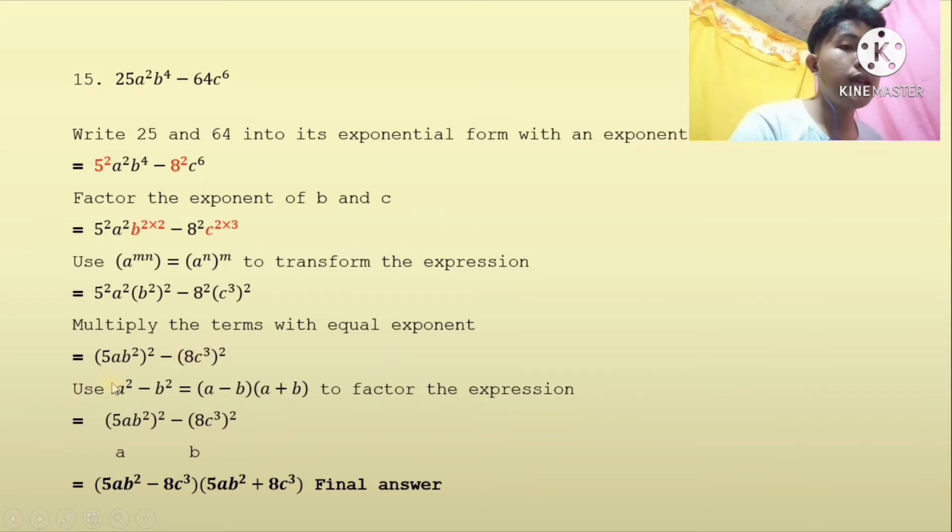So then use a squared minus b squared equals (a minus b) times (a plus b) to factor the expression. So our a will be 5ab squared, and our b will be 8c cubed. So from this pattern, our equation will be (5ab squared minus 8c cubed) times (5ab squared plus 8c cubed). So this is our final answer. This is the factor of 25a squared b raised to 4 minus 64c raised to 6.